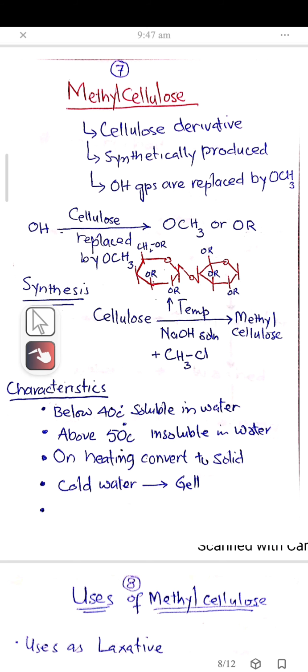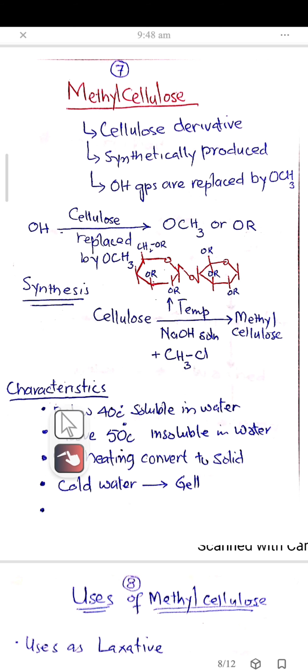Synthesis. How do we prepare methyl cellulose from cellulose? This is cellulose. When we treat this cellulose solution with sodium hydroxide in the presence of methyl chloride, then this cellulose will convert into methyl cellulose. But keep in mind that we will have to provide increased temperature, a high temperature.